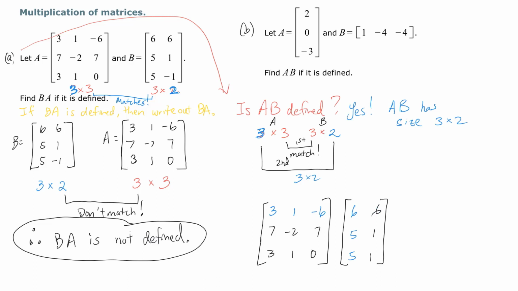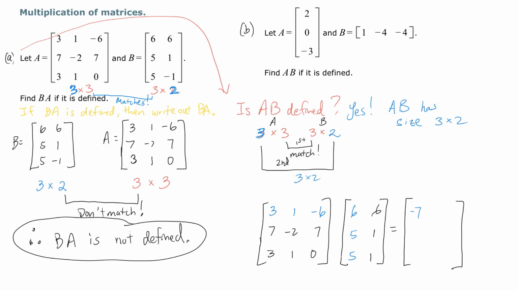And so you know the output has to be a 3 by 2 matrix. And the way you get that first entry of that 3 by 2 matrix is multiply 3 times 6, and then add it to the multiplication of 1 times 5, and then add it to the multiplication of negative 6 times 5. And if you do that really quick, let's see what you get. 18 plus 5 is 23. 23 minus 30 is negative 7. So in that first position, you should get negative 7.